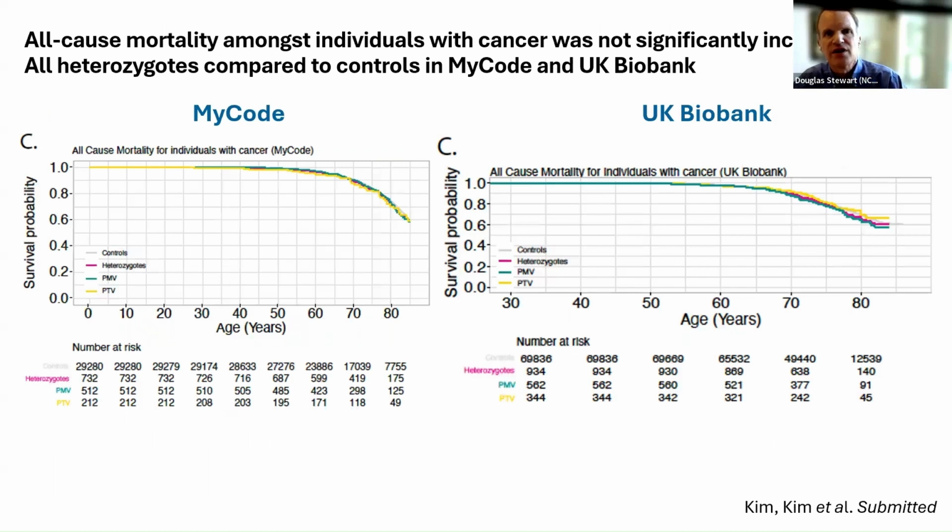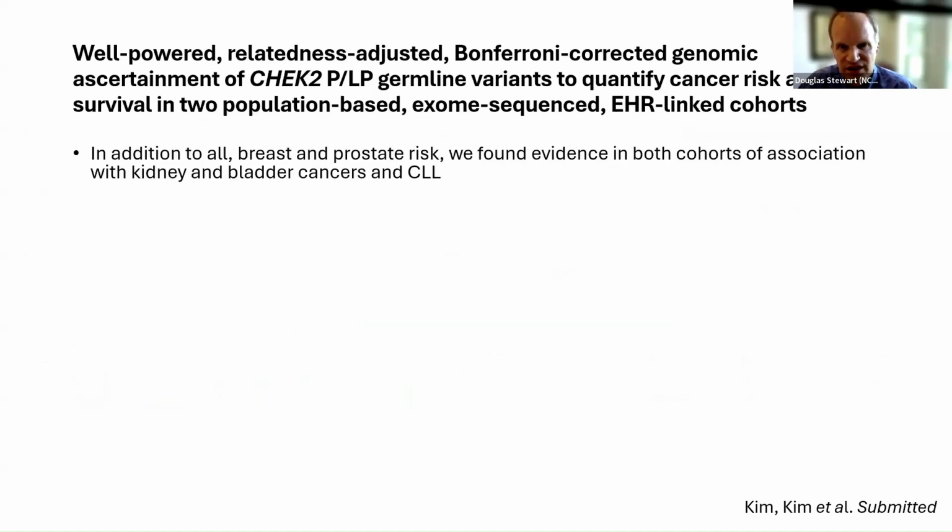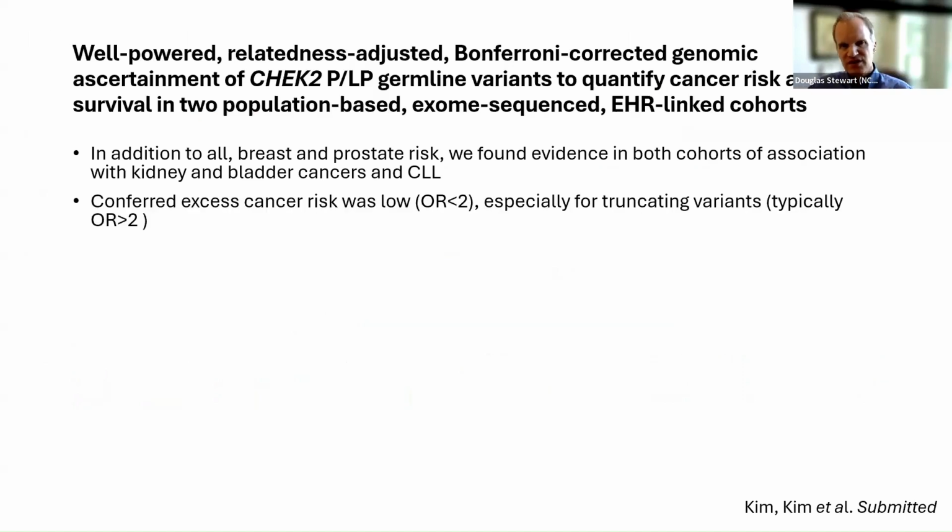Okay. The other thing is the all-cause mortality among individuals with cancer was not significantly increased in the CHEK2 hets with cancer versus controls with cancer. So it's not like they, again, from this analysis, don't appear to have more aggressive cancers. So just a summary of what I've shown you from here. We found evidence, not surprisingly, of the breast and prostate, but also in the two cohorts, kidney, bladder, and CLL. The conferred excess risk was low, especially highlight here the truncating variants risk was also very modest.